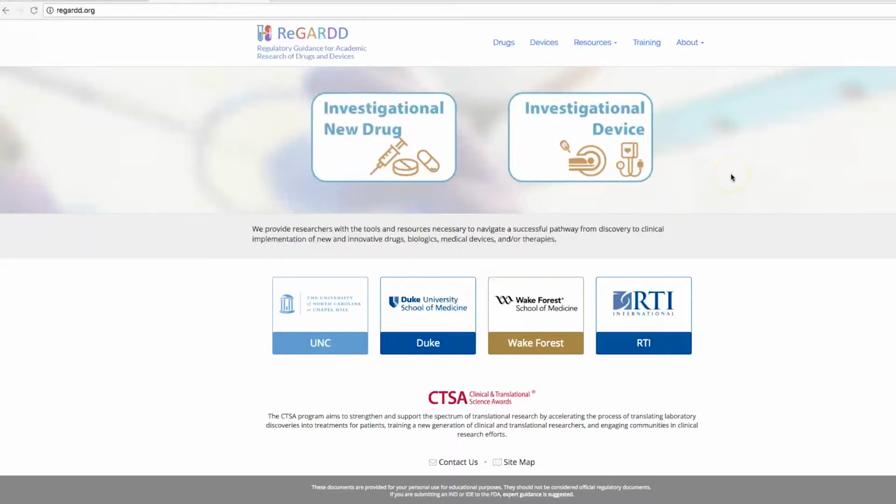So I thought I would talk to you about determining whether or not the medical device that you are planning to use in your study meets the criteria for exemption from a full IDE. So we've put together a flowchart to help you with your decision. If you have a device, you're going to click on Investigational Device, or you can use Devices up here in the top menu bar.